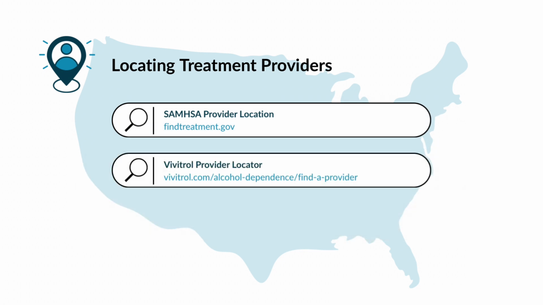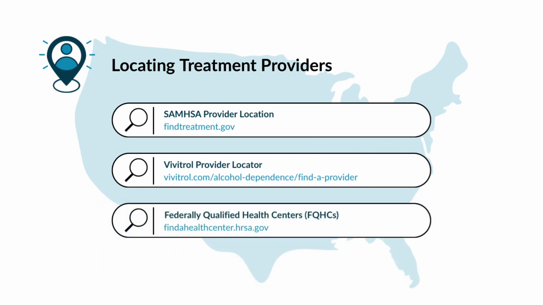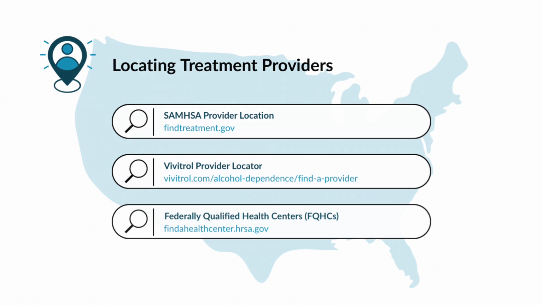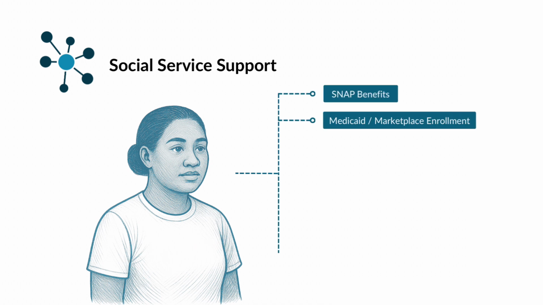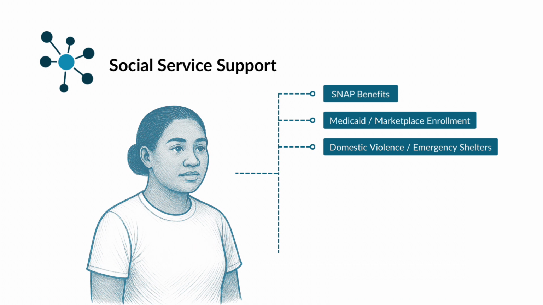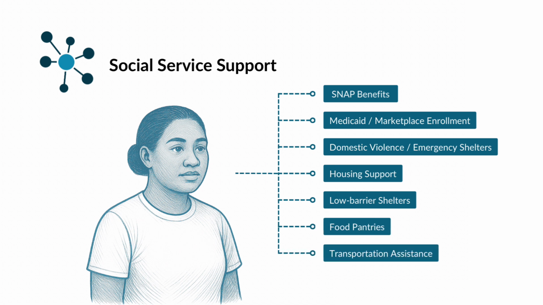For patients facing financial challenges or lacking insurance, federally qualified health centers, also known as FQHCs, can offer services on a sliding scale. In addition to addiction and mental health treatment, connecting patients with services that meet basic needs is crucial. These include SNAP benefits, Medicaid or Marketplace enrollment, domestic violence or emergency shelters, housing support, low barrier shelters, food pantries, and transportation assistance like Uber Health.